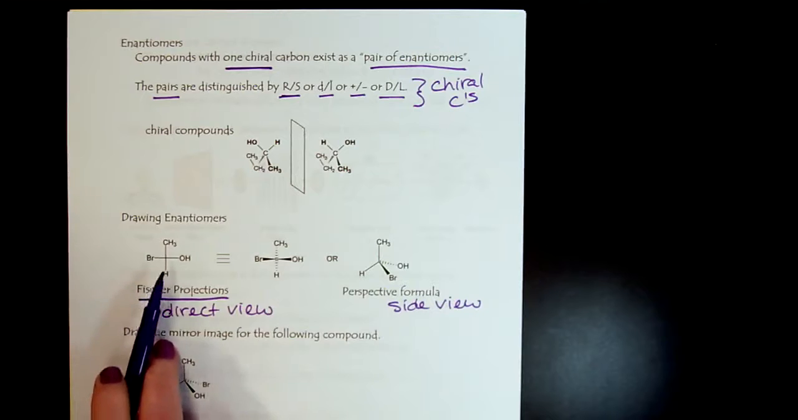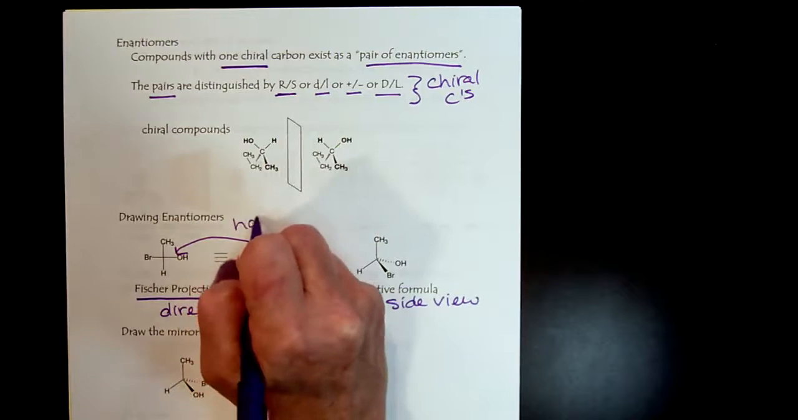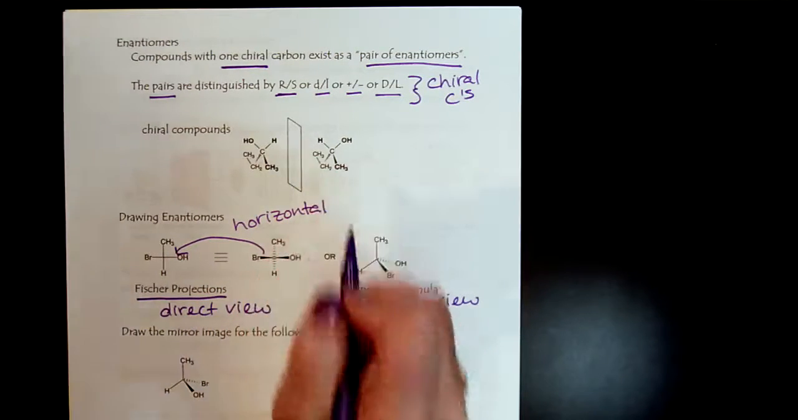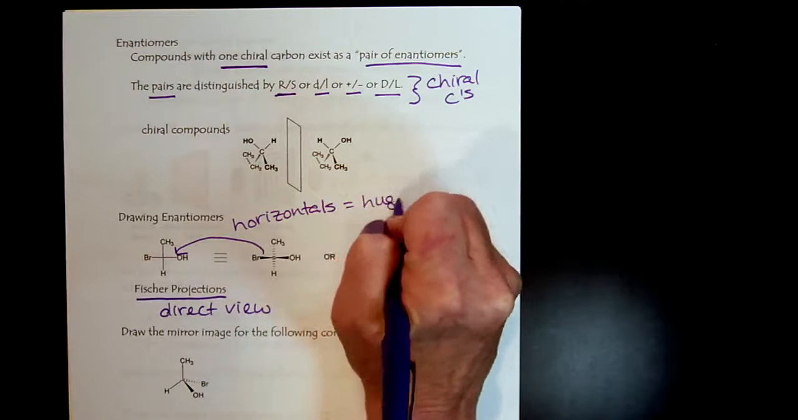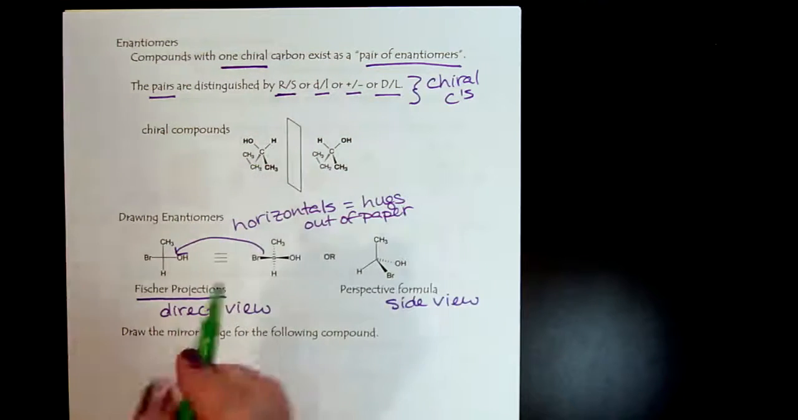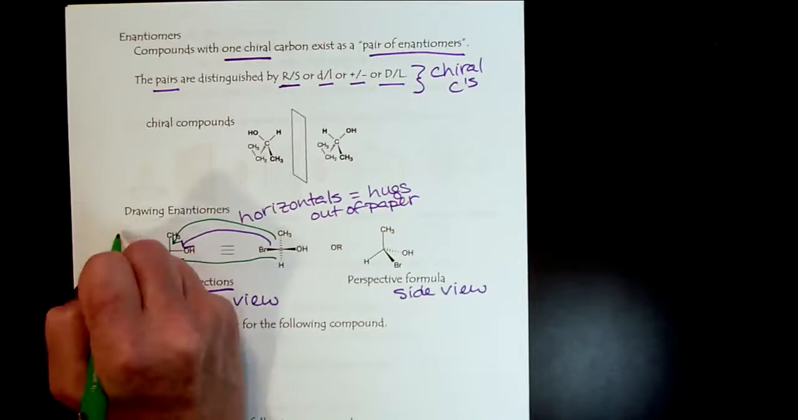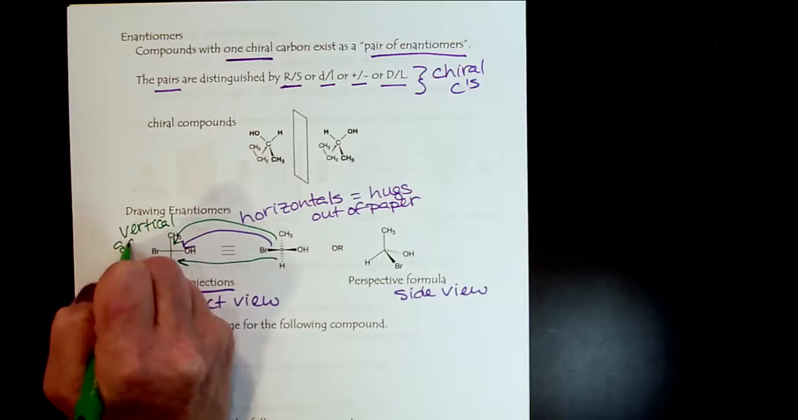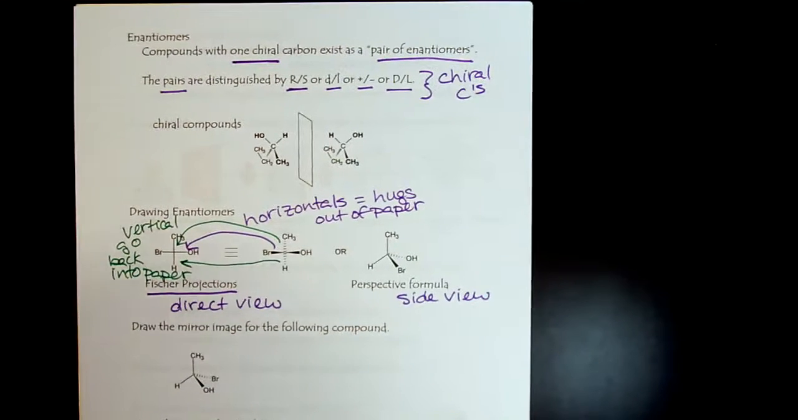And so from now on, when you see structures written in this cross form, the horizontals are wedges. So the horizontals poke out of the paper with the wedge. And I like to think of it as like they're reaching out to give us a hug. Horizontals are hugs, right? They're coming out of the paper. And then the vertical lines are the dashes, and those are going back into the paper. So the verticals go back into the paper. Okay, so it just minimizes having to draw the wedges and the dashes. So this is now called a Fischer projection.